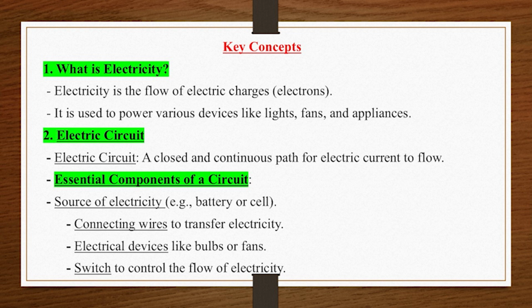2. Electric circuit. Electric circuit, a closed and continuous path for electric current to flow. Essential components of a circuit. Source of electricity, example, battery or cell. Connecting wires to transfer electricity. Electrical devices like bulbs or fans. Switch to control the flow of electricity.